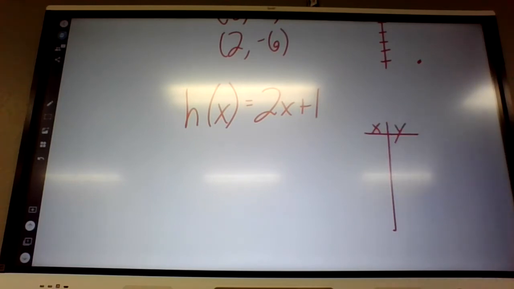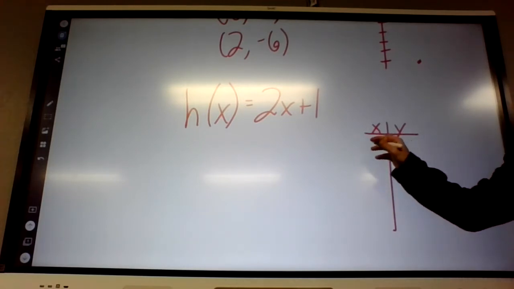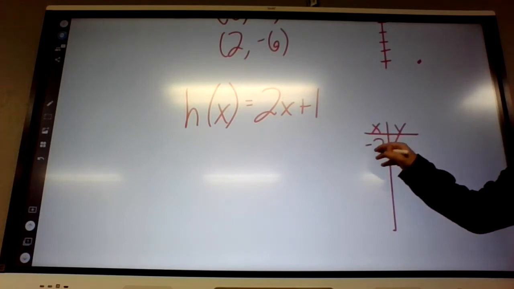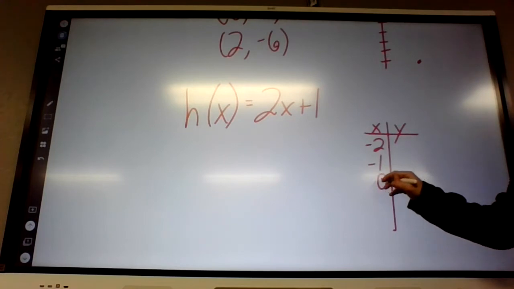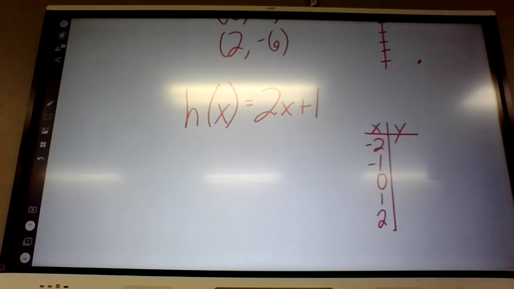They don't tell us what x values to use, so I'm going to tell you what x values to use. You could plug in anything, but you don't want to plug in giant numbers like 100 or a million. So just like on Friday, I want you to choose x values that are close to the middle, so close to 0. So let's do these 5.